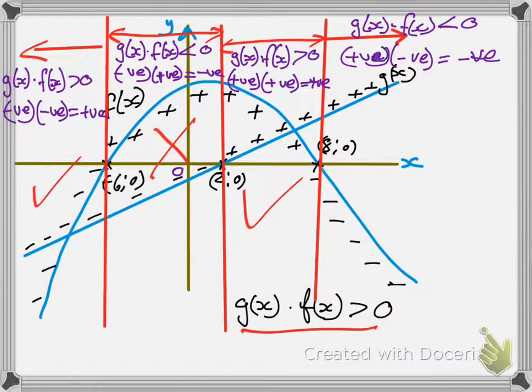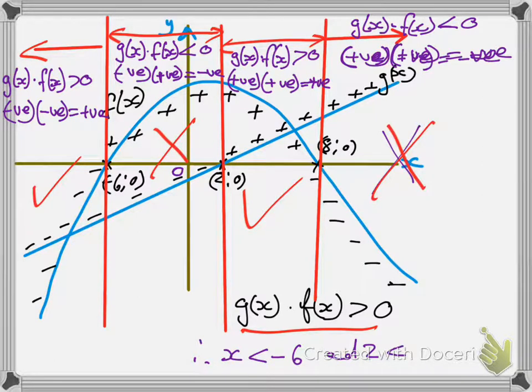Now, after doing that, we have proven which zones satisfy the inequality, and basically that fourth zone does not. So we've got 2 zones, this one and this one, which satisfy it. We can now write the solution: x can be less than -6, and also any values between 2 and 8 satisfy that particular inequality.